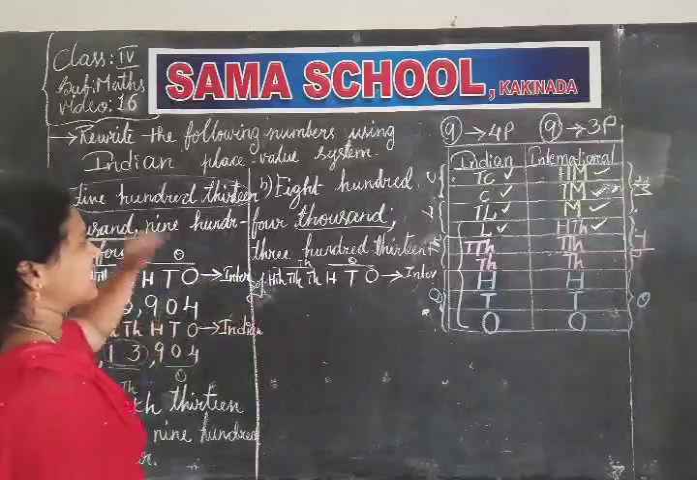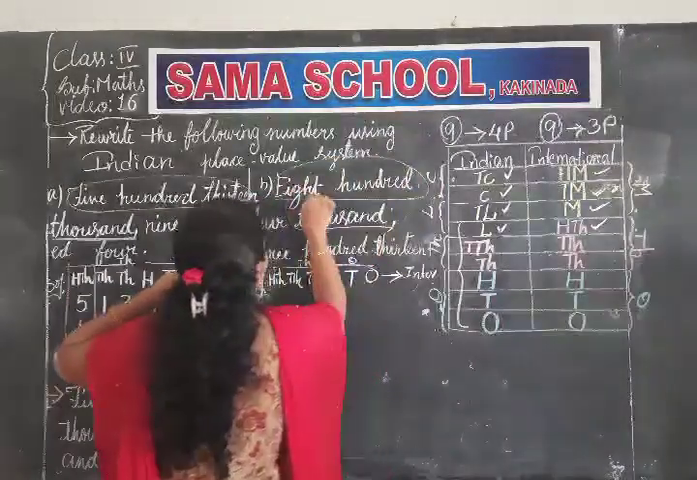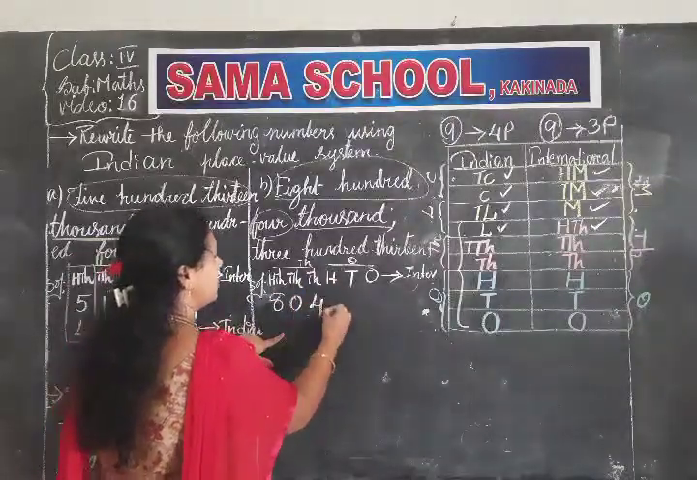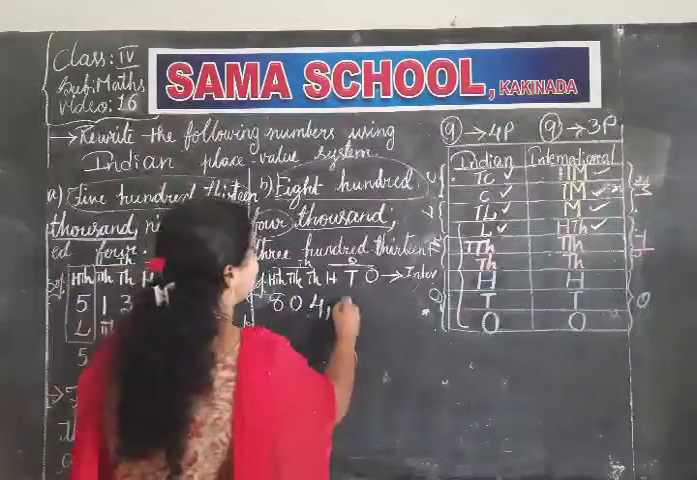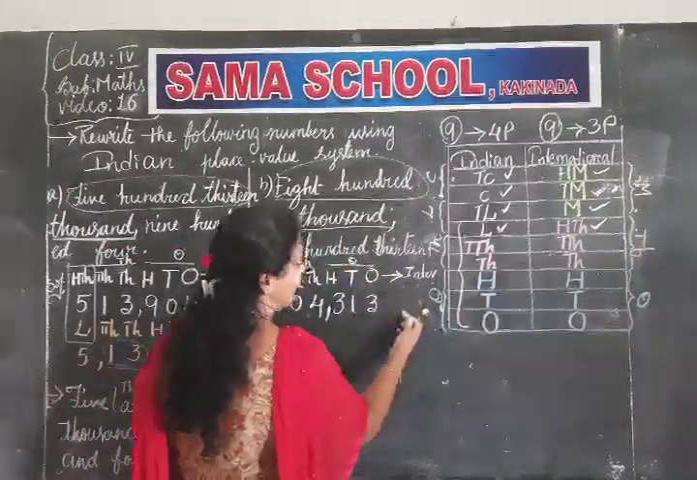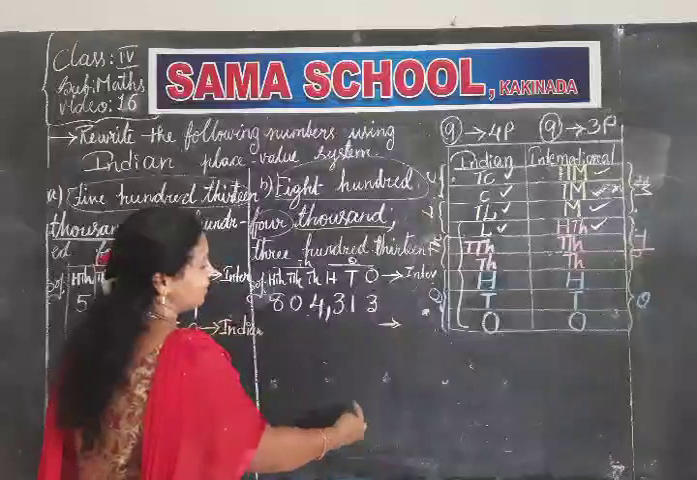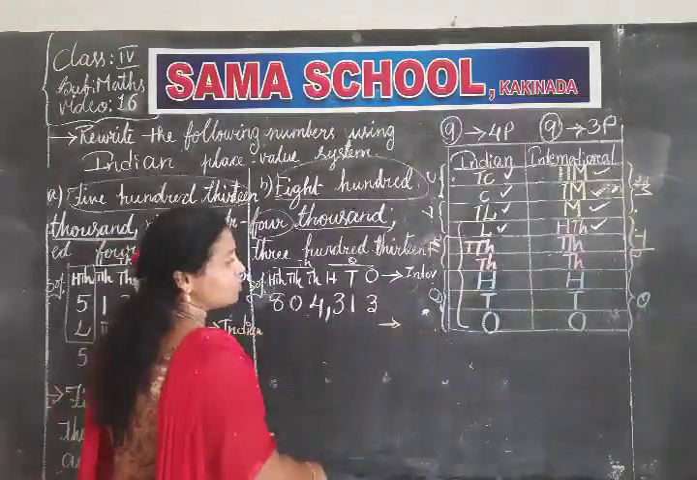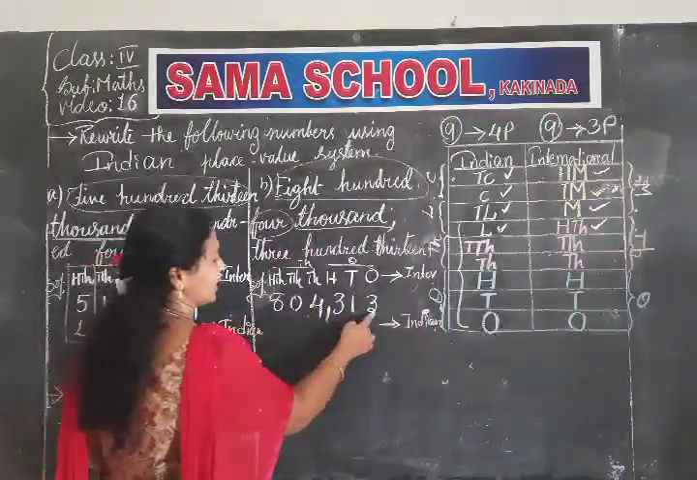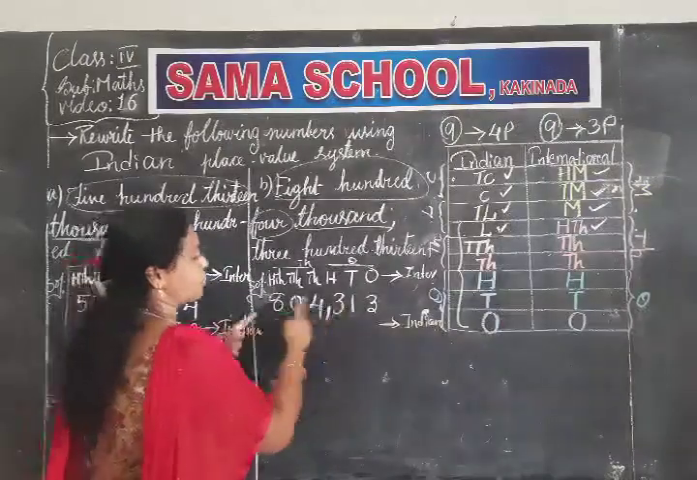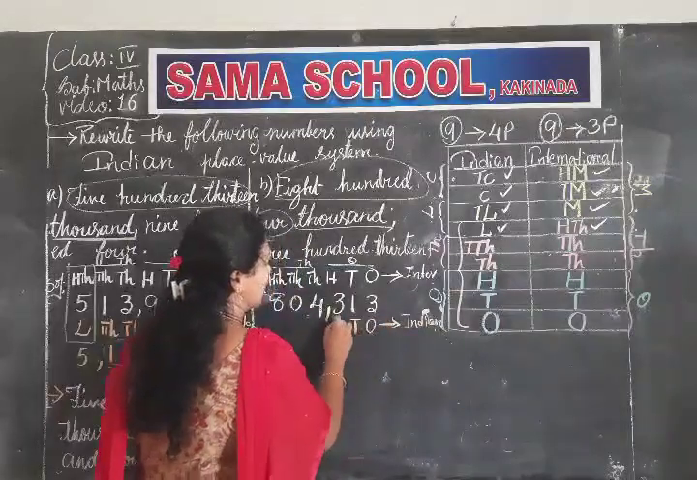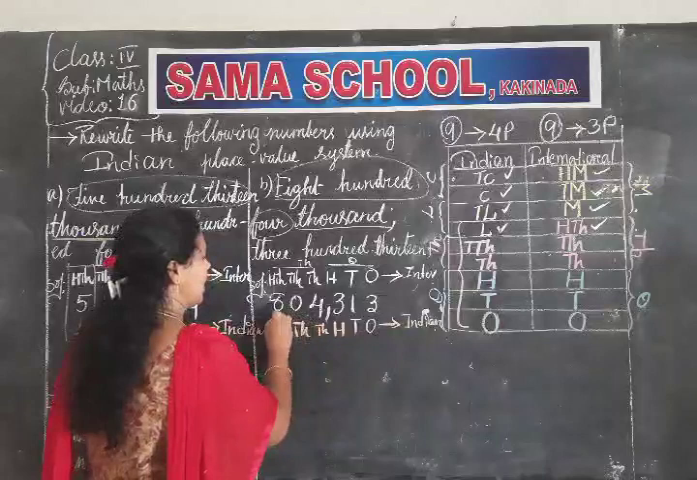Now write the numbers very fast. 804. How will you write? 804,000, 313. 313 is in ones period. Now we will write the number name. We write this number into Indian system. In Indian system, let us count how many digits here. 1, 2, 3, 4, 5, 6. Yes, we have to write 6 places. Up to 6 places means up to lakhs we have to write. Ones, tens, hundred, thousand, 10,000 and lakhs.